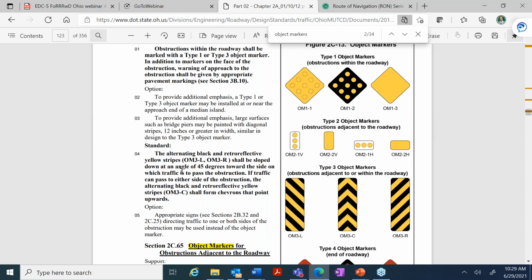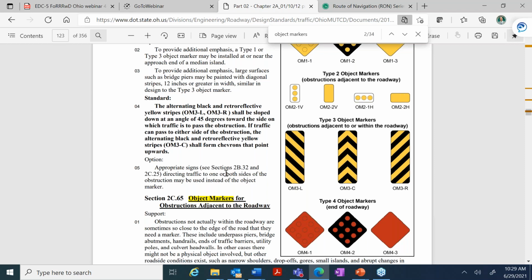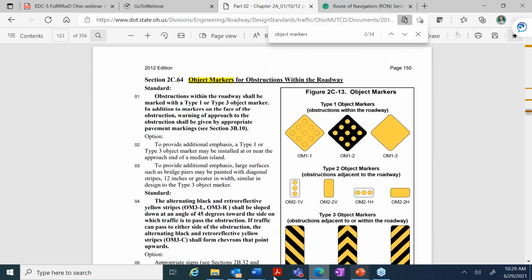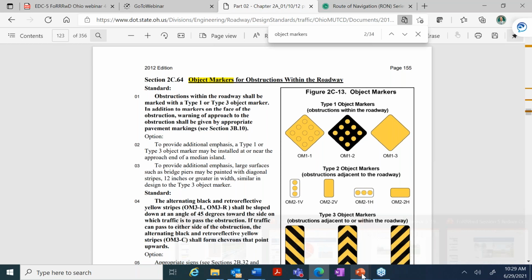And so there's standards, options, and things like that to look at. So if you need to find more information on object markers, Chapter 2C of the OMUTCD. Let's get back to part 5 here.